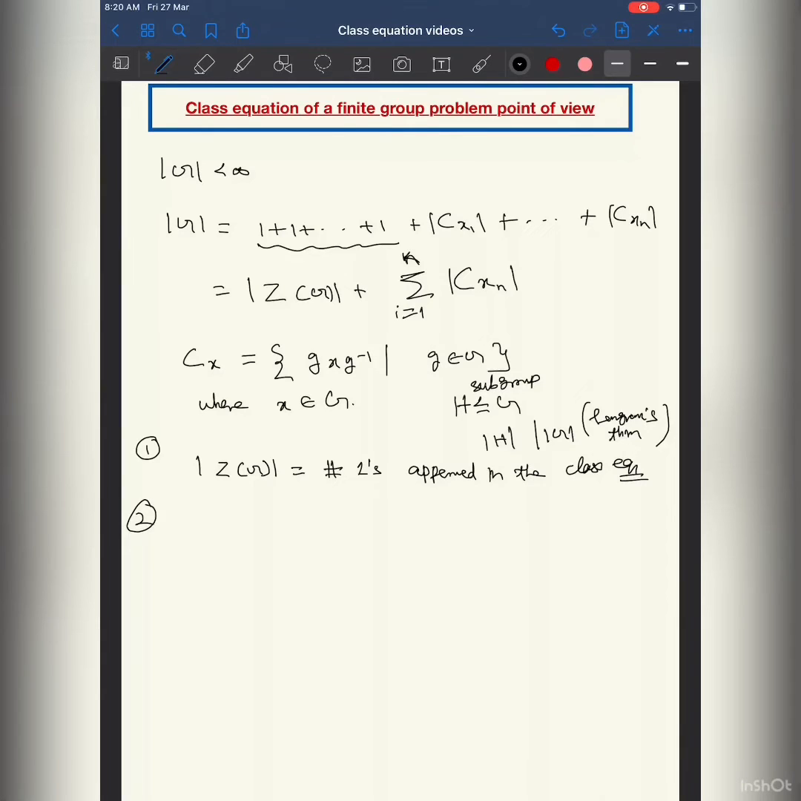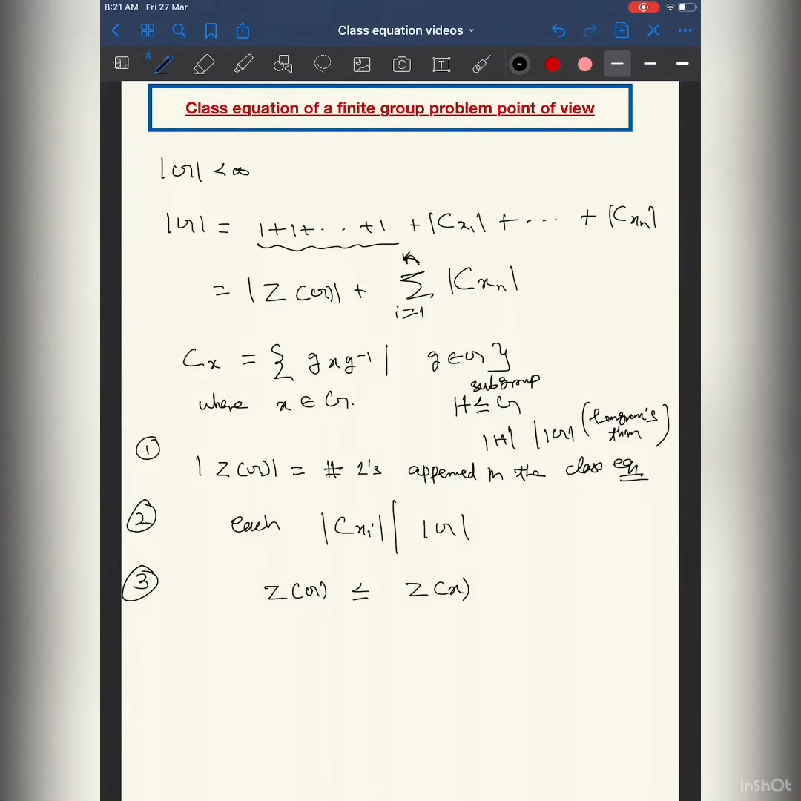The second thing to observe is that each |Cxi| should divide the group order. I'm planning to do group action lectures, and after some time you can see why this is theoretically true and why these kinds of results come. The third thing to observe is that the center of G is always contained in Z(x). What is this Z(x)?